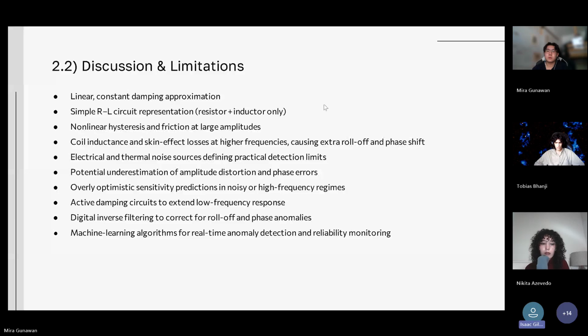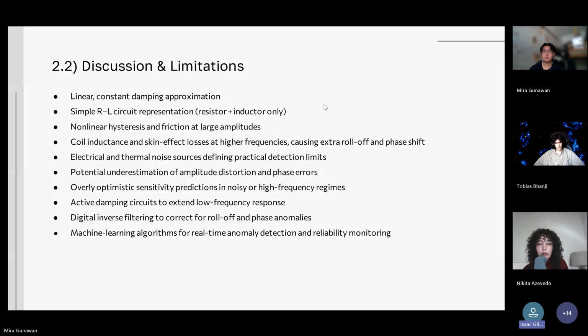At higher frequencies, coil inductance and skin effect losses introduce additional roll-off and phase shift that our simple resistor and inductor circuit omits. So that's just not really accounted for. We also have not modeled electrical and thermal noise sources, which set the sensor's practical detection limits. Looking forward, active damping circuits and digital inverse filtering can compensate for the low frequency roll off, and machine learning algorithms could flag anomalies in live data streams, improving both accuracy and reliability in the field.